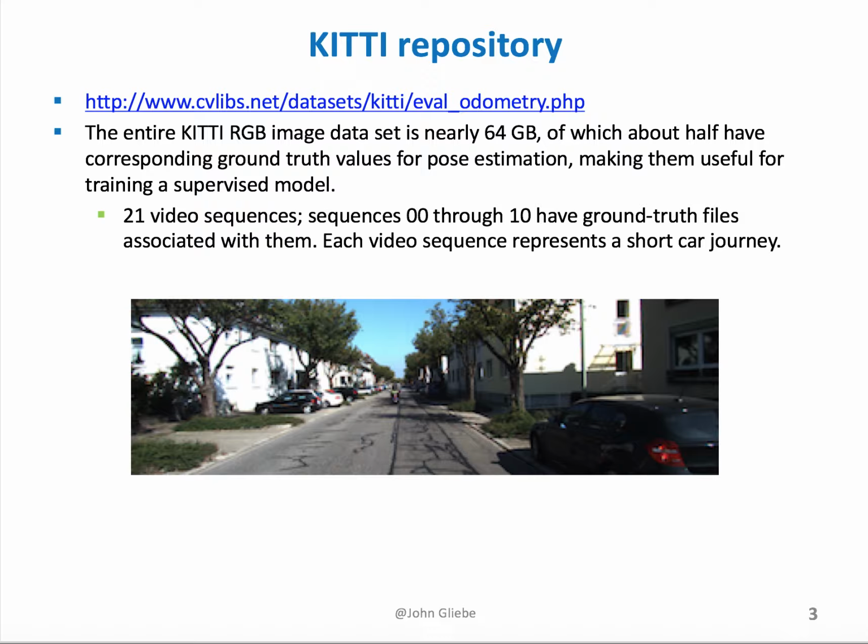The KITTI repository can be accessed at the web link shown above. This is the one for the odometry dataset. There are other challenge datasets that you can find. The entire RGB color image data is nearly 64 gigabytes, so it takes a long time to download. About half of this is useful for training a model because it includes ground truth values. Out of the 21 video sequences, the first 11 have ground truth files associated with them.